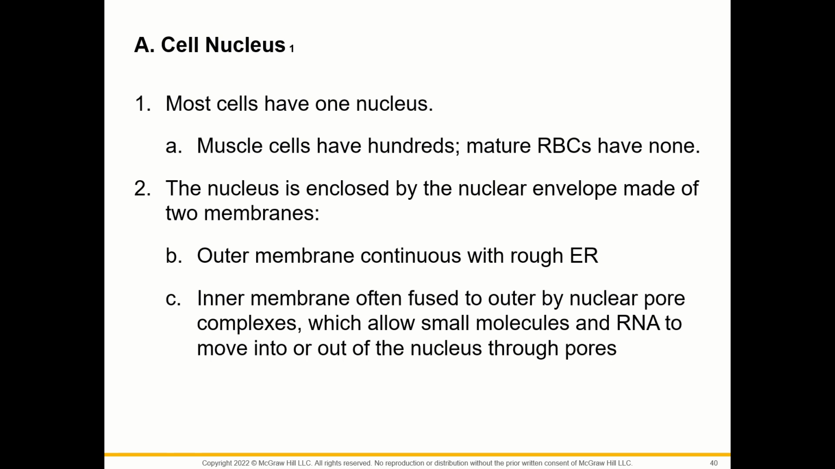Most cells have one nucleus. However, muscle cells have hundreds and mature red blood cells have none. So there's always exceptions. All right, the nucleus is enclosed by the nuclear envelope made of two membranes. The outer membrane is continuous with the rough endoplasmic reticulum, and the inner membrane often fused to the outer by nuclear pore complexes, which allow small molecules and RNA to move into or out of the nucleus through those pores.